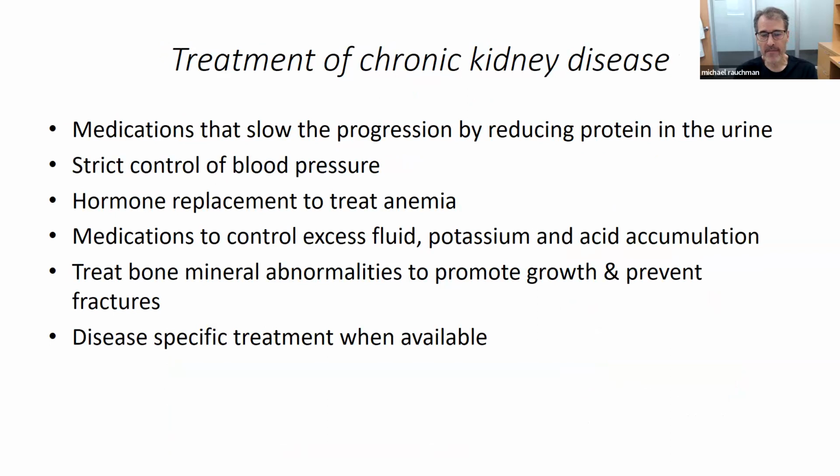So we have medications that can slow the progression of chronic kidney disease by reducing protein in the urine, very, very, very strict control of blood pressure. We can give back the hormone to treat anemia when it's severe. We have medicines to control accumulation of fluid, to help control the potassium level and the acid accumulation. We do things to treat the bone and mineral disorders, to promote the growth of the child and to prevent fractures. And in some cases, when available, there are more disease-specific treatments.